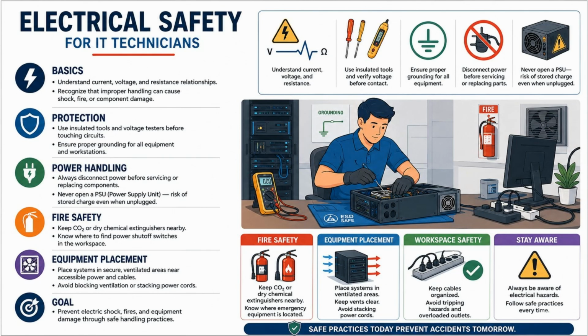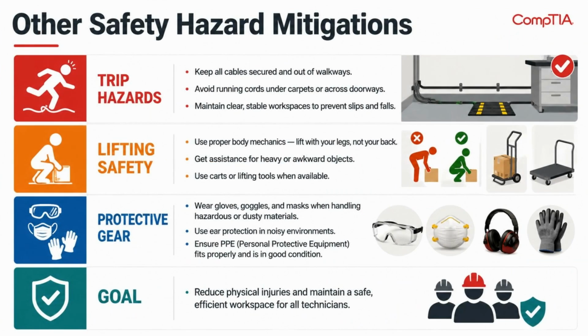For fire safety, keep CO2 or dry chemical extinguishers nearby and know where power shutoff switches are. Place systems in secure, ventilated areas near accessible power, avoiding blocked ventilation or stacked cords. For trip hazards, keep cables secured and out of walkways. Avoid running cords under carpets or across doorways, and maintain clear, stable workspaces. For lifting safety, use proper body mechanics, lifting with your legs, get assistance for heavy or awkward objects, and use carts or lifting tools when available.